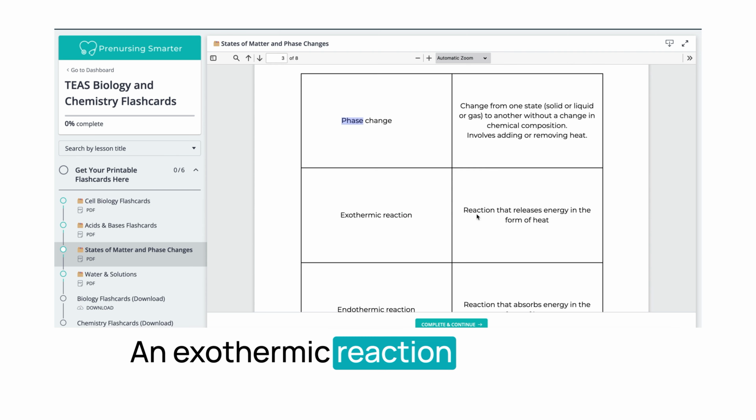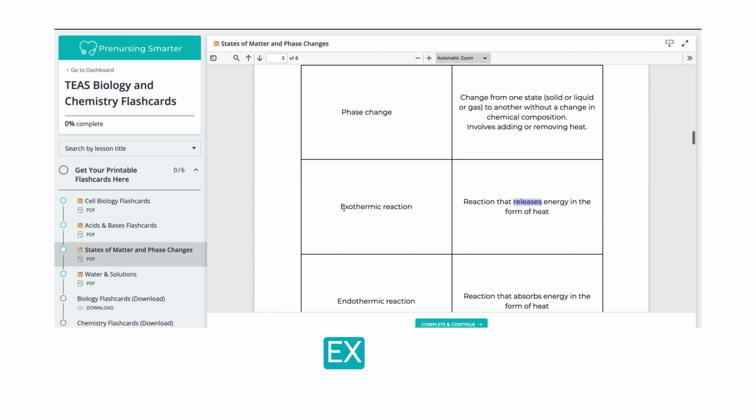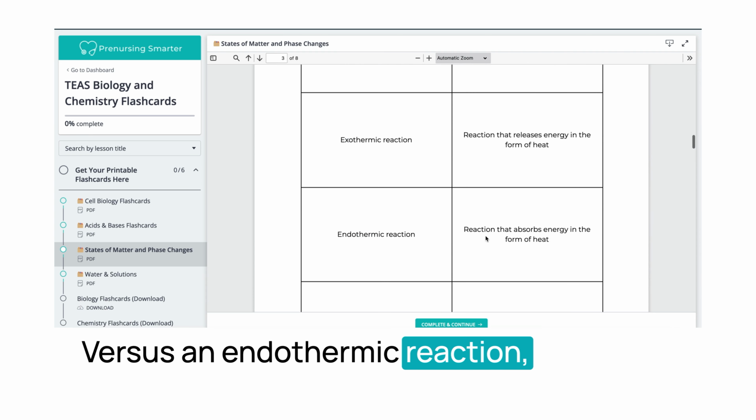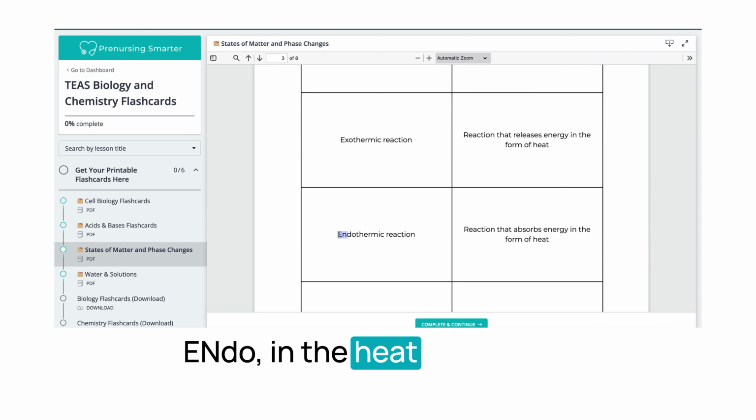It's changing its state or form based on whether you're adding or removing heat. An exothermic reaction is a reaction that releases energy in the form of heat. Exo, heat is exiting, versus an endothermic reaction that absorbs energy in the form of heat. Endo, in, the heat is going in.